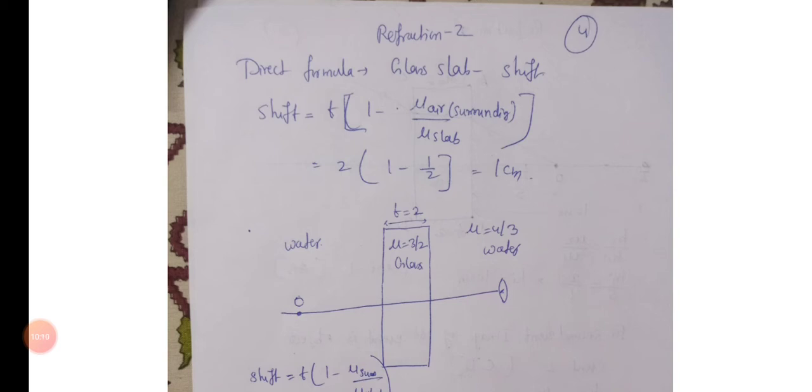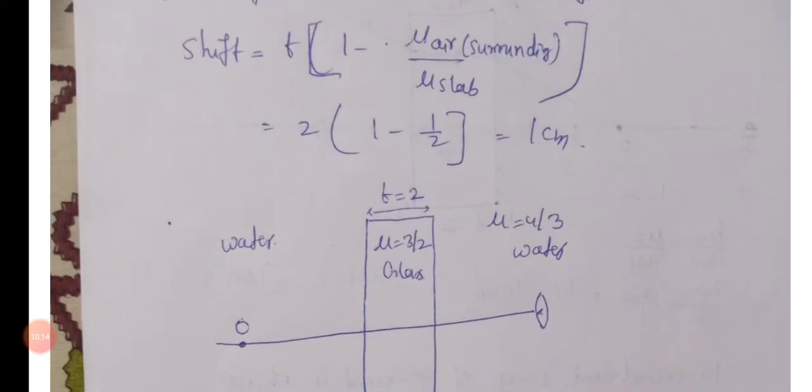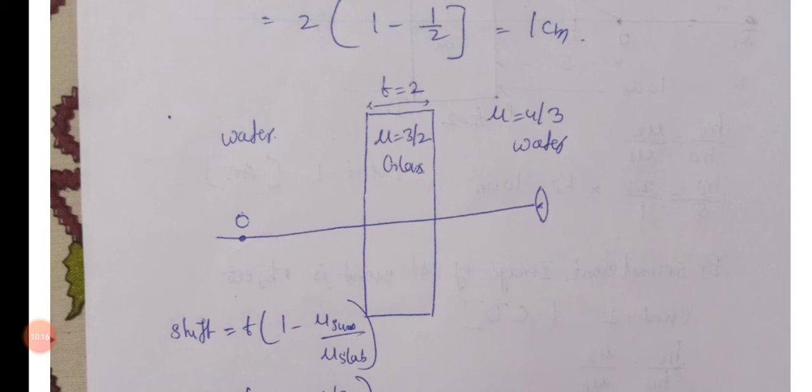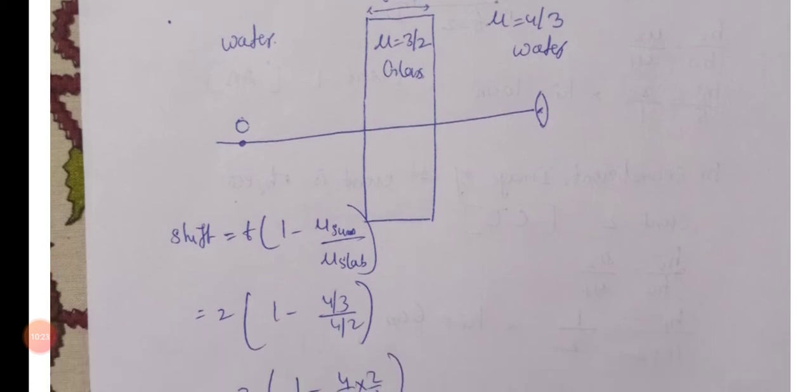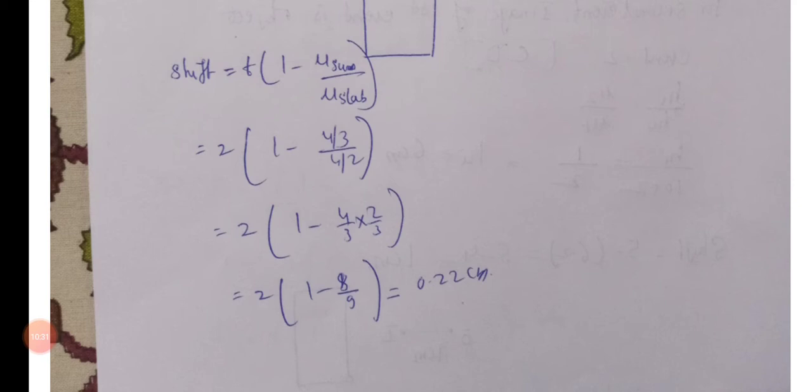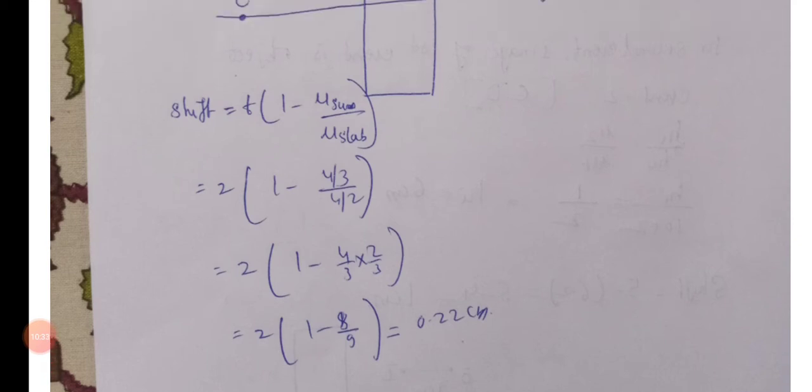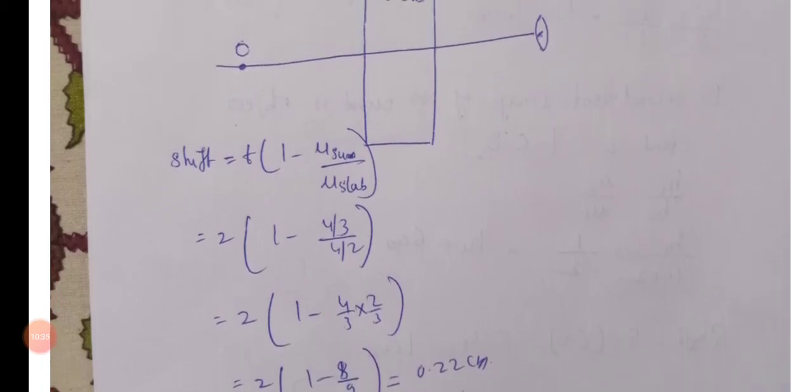See, student, in the next numerical I have taken the surrounding medium to be water. See the next figure. Glass refractive index I have taken as 3 by 2, and water as 4 by 3. So I calculated with the formula directly. Shift equals T into 1 minus mu surrounding upon mu slab. Mu surrounding is water, which is 4 by 3. Mu slab is 3 by 2. I have solved it and got the direct answer. The shift is 0.22 centimeters.